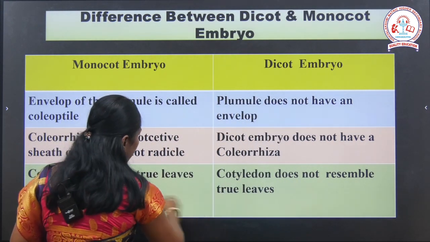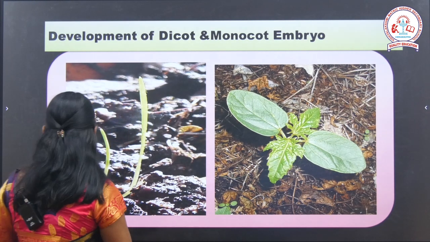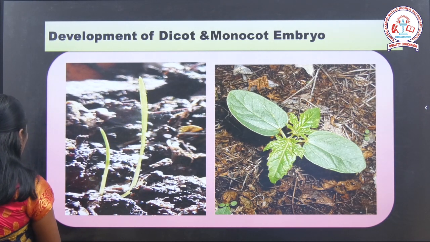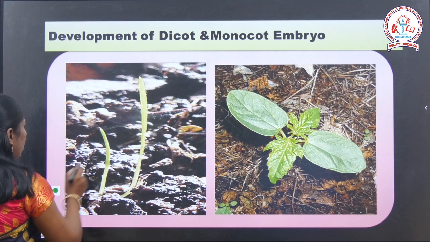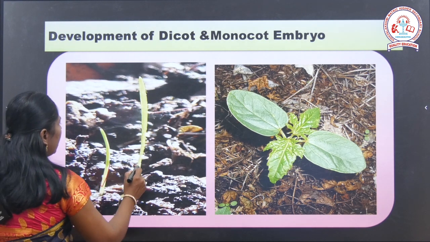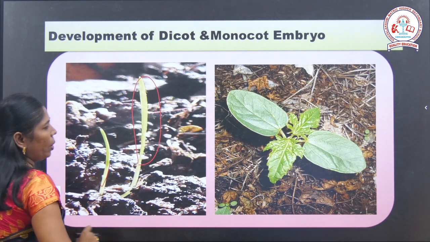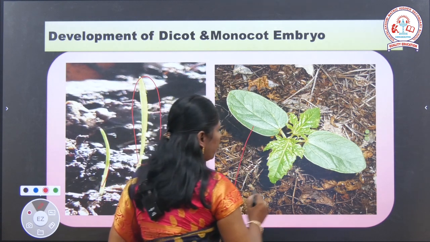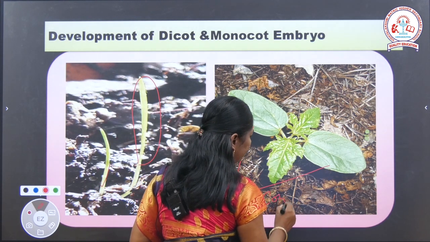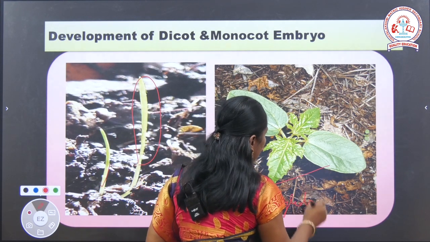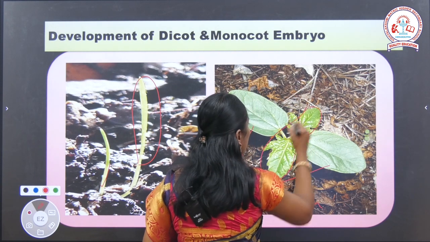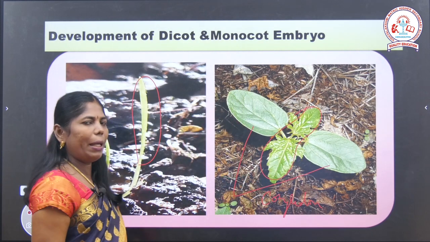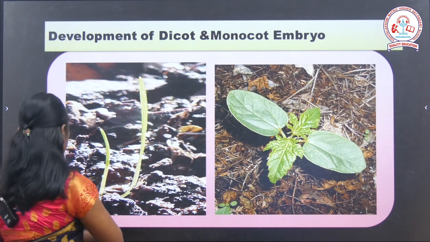We have a picture for this, see that. This is the cotyledon; the cotyledon resembles the true leaves. The cotyledon and the leaf that comes from it look the same. But here, both of these are cotyledons, and the cotyledons differ from the true leaves. So that is the main difference between them.